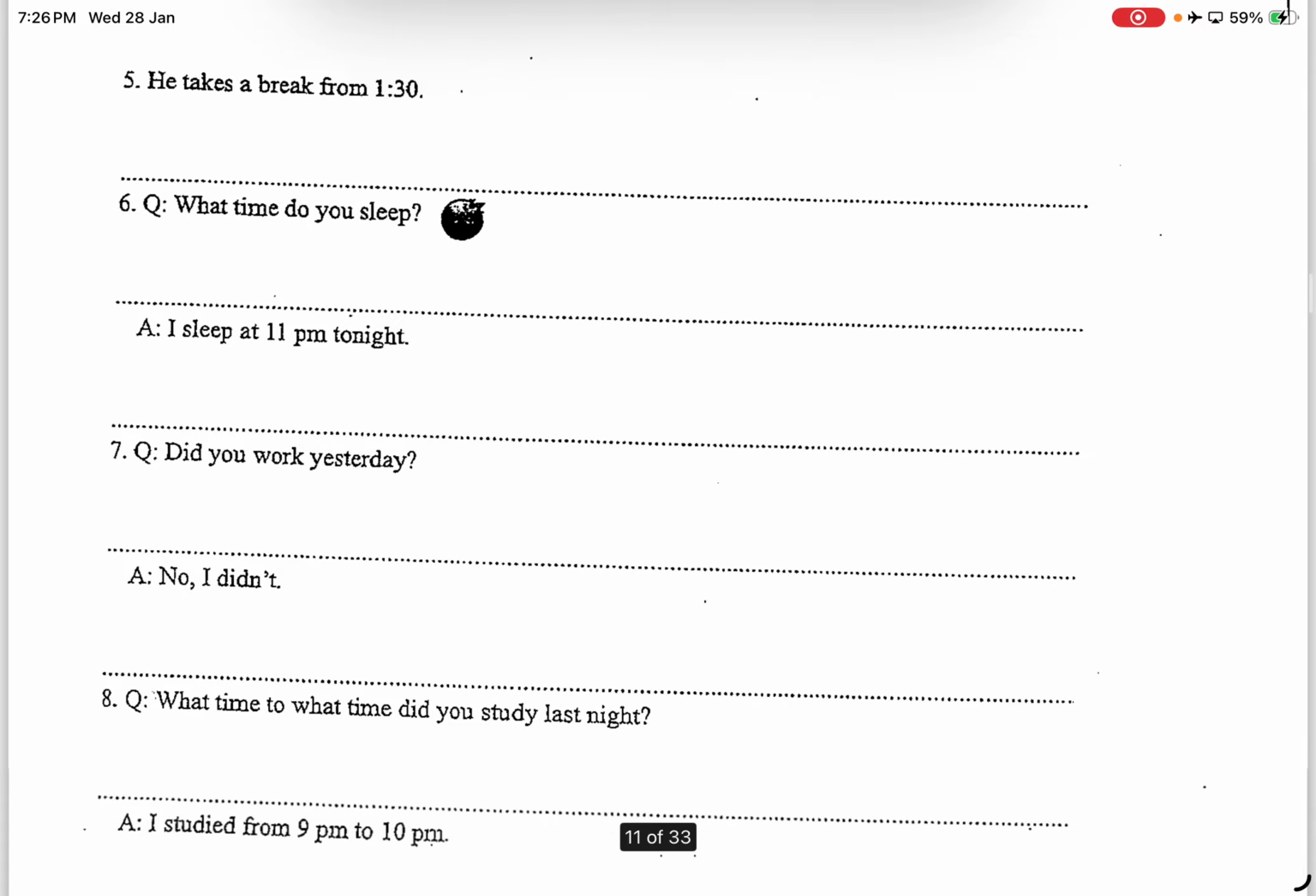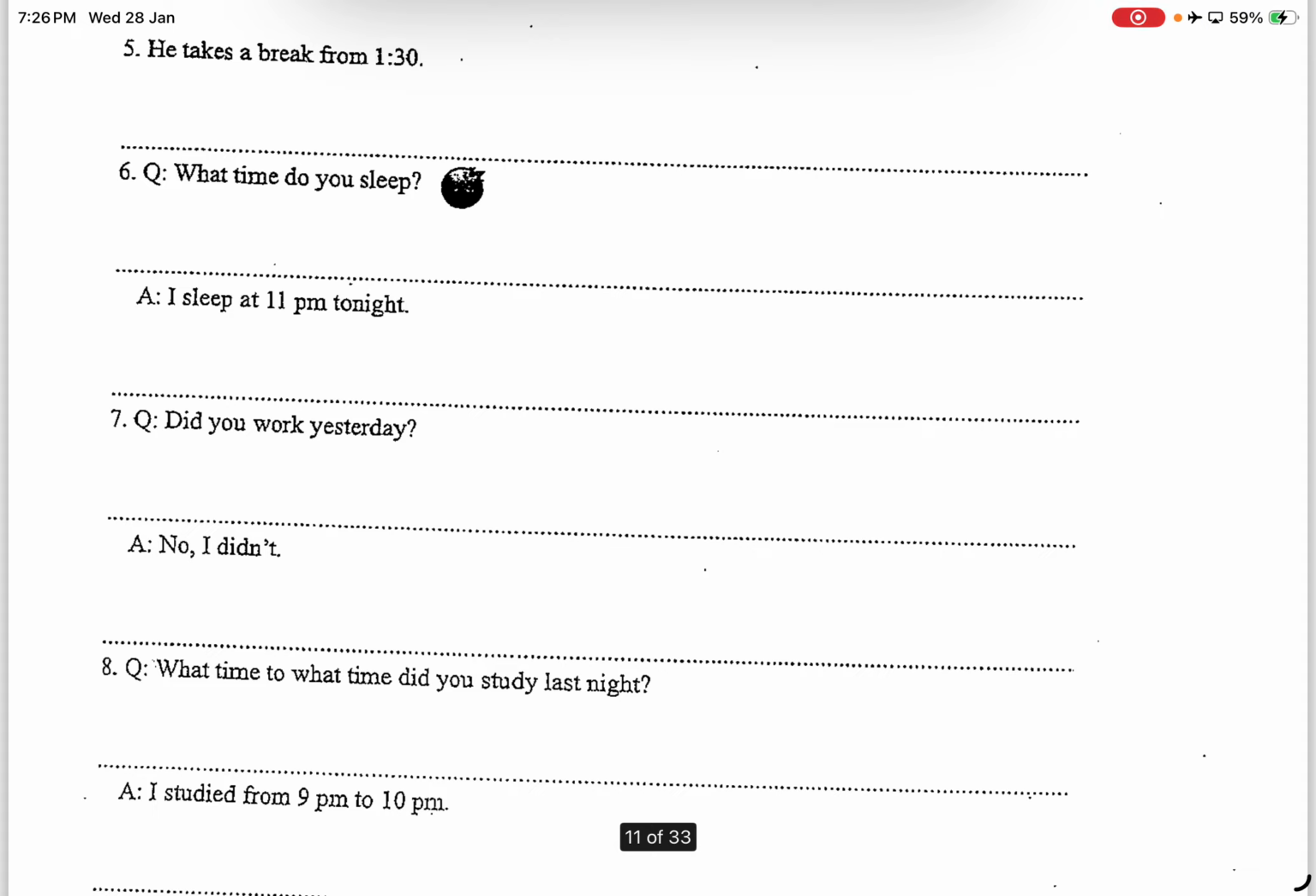Okay, I sleep at 11 p.m. tonight. Yes, Sri? 今晩は11時に寝ます。 Okay, 今晩11時に寝ます. We don't need a は. Time, we don't need a particle behind.